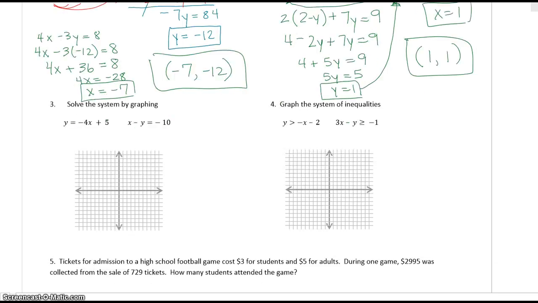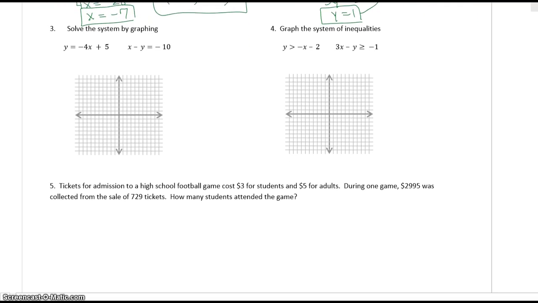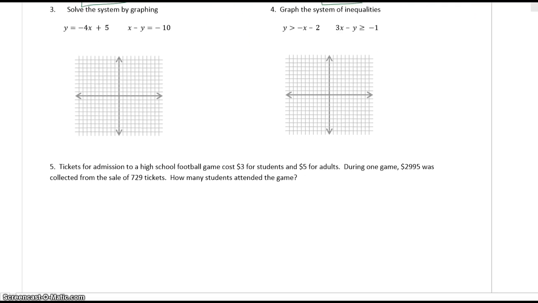Okay, so now let's look at this solving graphically. The direction said that we have to graph both equations, or both lines on the same coordinate plane, and see where they cross or intersect. So for number 3 here, the first equation is in slope-intercept form. Remember, y equals mx plus b. We start with the y-intercept of 5 on the y-axis. So 1, 2, 3, 4, 5. That is our starting point for that line.